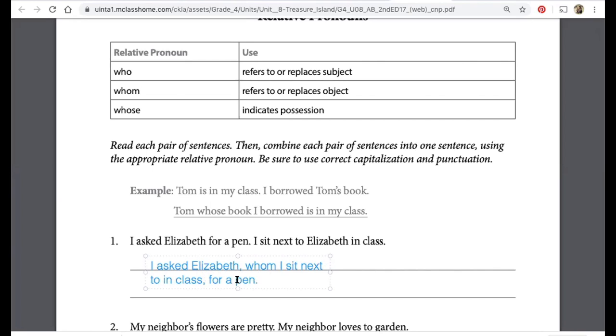So ask yourself, if you got rid of this whole phrase between the commas, would the sentence still work? I asked Elizabeth for a pen. Yes, it would. But we want to keep this whom because it reminds us that we are working with relative pronouns and it makes the sentence more detailed. I asked Elizabeth, whom I sit next to in class, for a pen. Perfect.